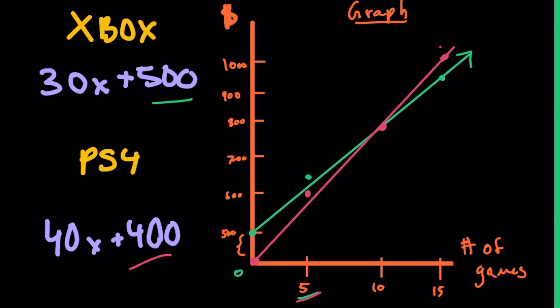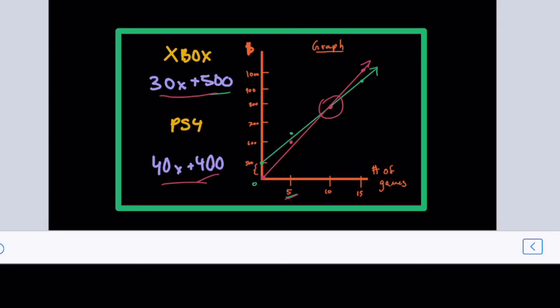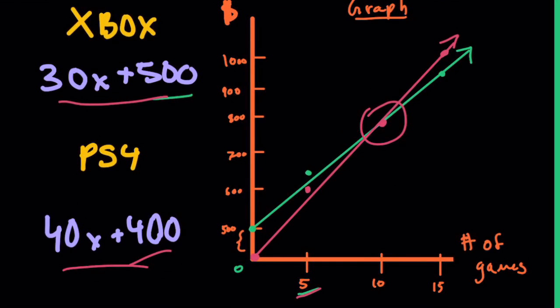There you go. And you're immediately going to notice that there's an intersection here, and that's where 30x plus 500 is equal to 40x plus 400, also known as the number of games you need to buy, 10, to where you have the same cost of Xbox and PS4.